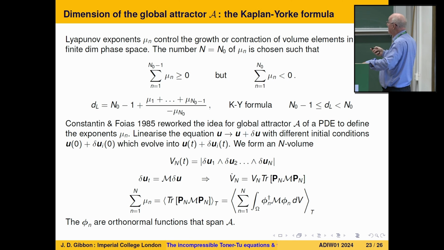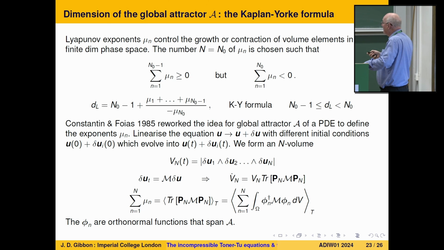including myself, the older members of the audience who remember the Kaplan-York formula from our younger days. The Kaplan-York formula, which is what we're going to estimate, is a way of taking a dynamical system, say, a set of ODEs, for instance. And what they did was this. Lyapunov exponents control the growth or contraction of volume elements in a finite dimensional phase space. So maybe this is a set of ODEs, for instance.